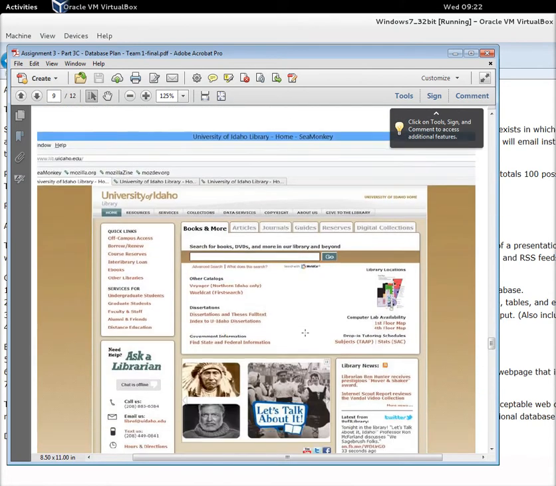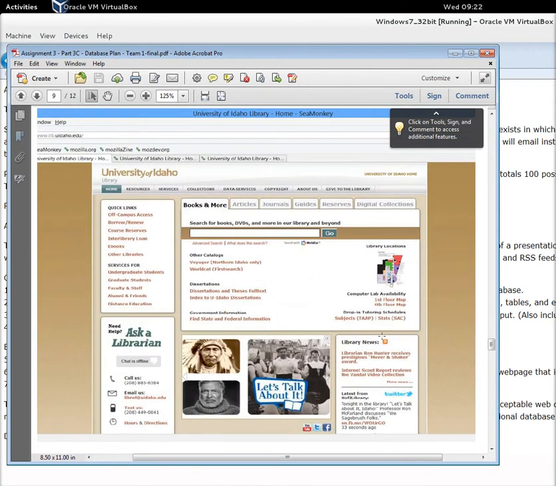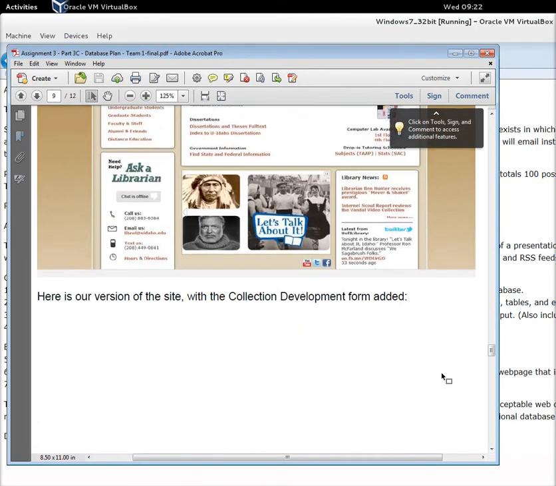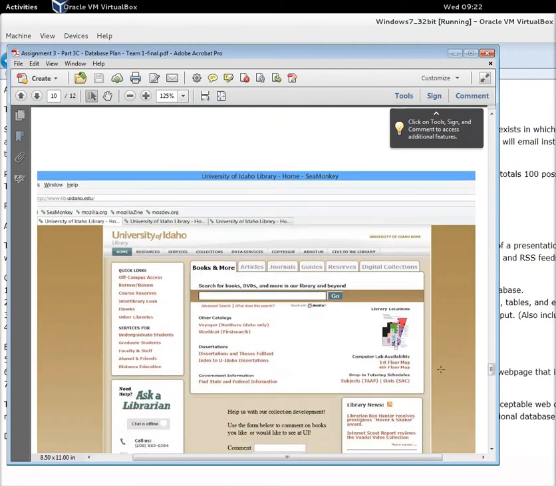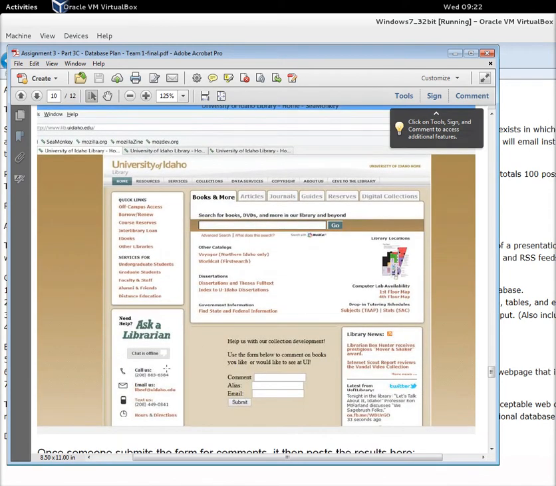So here's the original site, the University of Idaho, and then their library site. And then what they've got down here is just a little mock-up. They probably did this in some graphics program, did a little mock-up and then placed the mock-up in the site. So they're allowing people to provide comments.